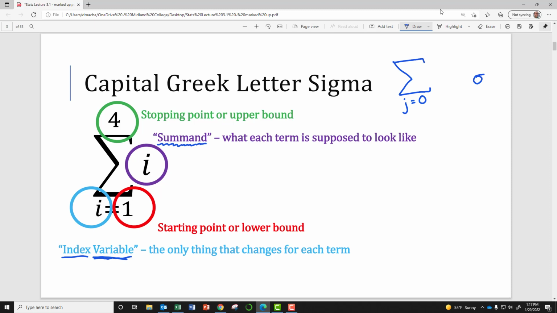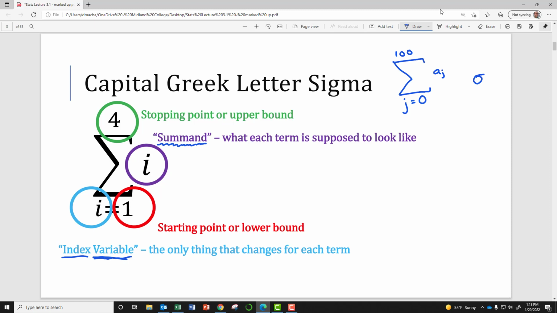And the summand is showing you what each term is supposed to look like. And then up here, above the Greek letter sigma, we write what the stopping point is. And so what you're saying is add up a whole bunch of terms where I'm allowing my index variable to vary from 0 to 100. And again, usually we're talking about the integers, and so usually we increase our index variable by 1 for each successive term. So maybe this doesn't make a whole lot of sense yet.